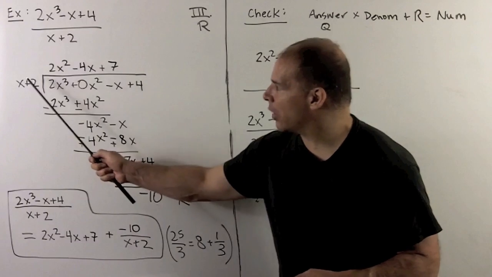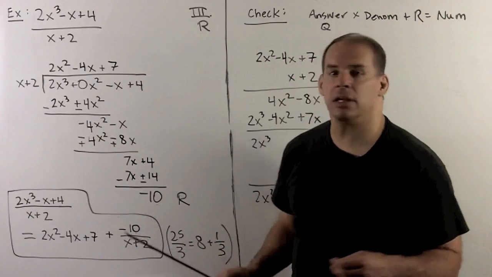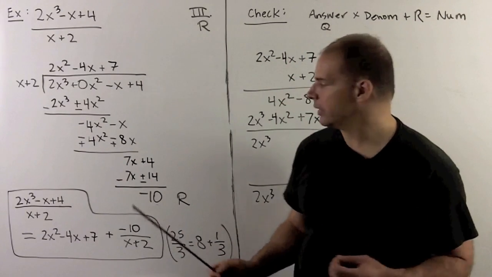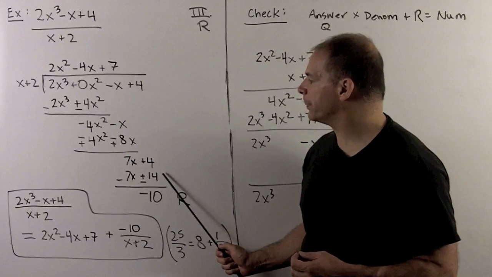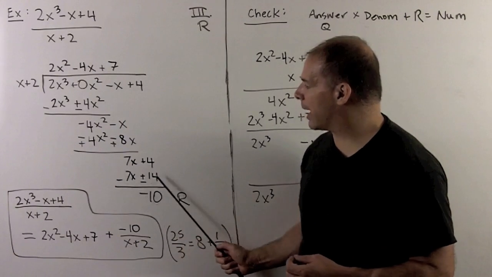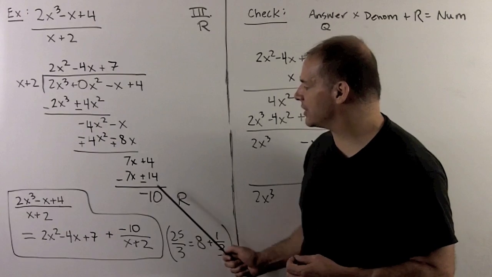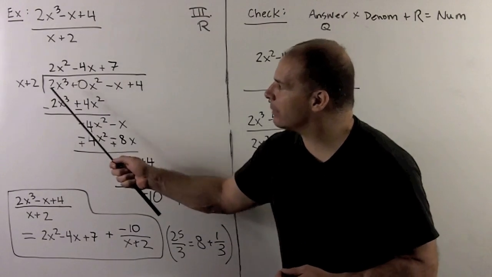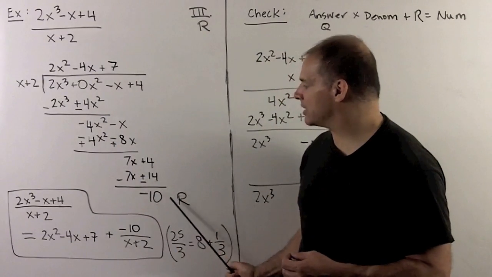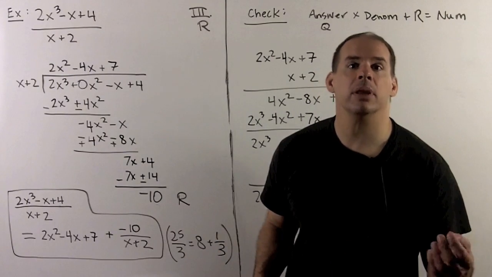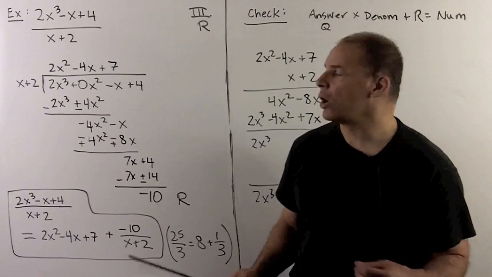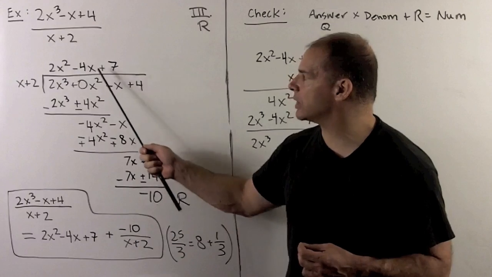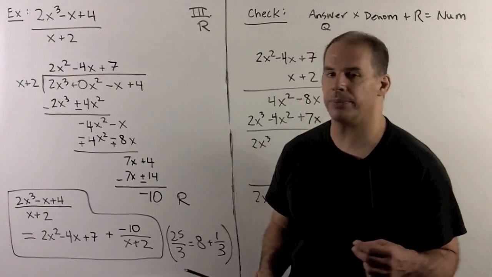We match. How do I go from x to 7x? We multiply by 7. So I get a 7x plus 14. Negate, multiply through by a minus 1. We add, I get a minus 10. There's nothing I can multiply x by to get to a minus 10, so that's where I stop. My remainder is a minus 10. Our quotient is going to be 2x squared minus 4x plus 7.